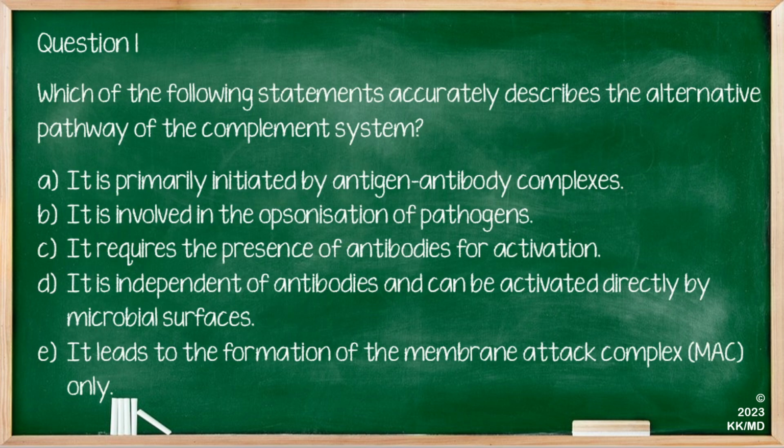Now, let's do some questions. Question 1. Which of the following statements accurately describes the alternative pathway of the complement system? A. It's primarily initiated by antigen-antibody complexes. B. It is involved in the opsonization of pathogens. C. It requires the presence of antibodies for activation. D. It is independent of antibodies and can be activated directly by microbial surfaces. E. It leads to the formation of the membrane attack complex, or MAC, only.